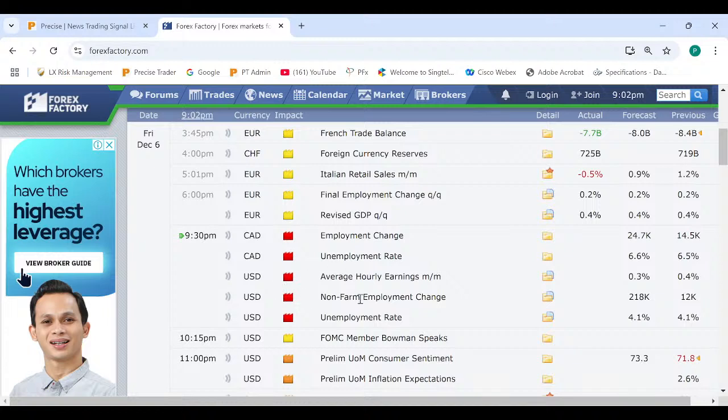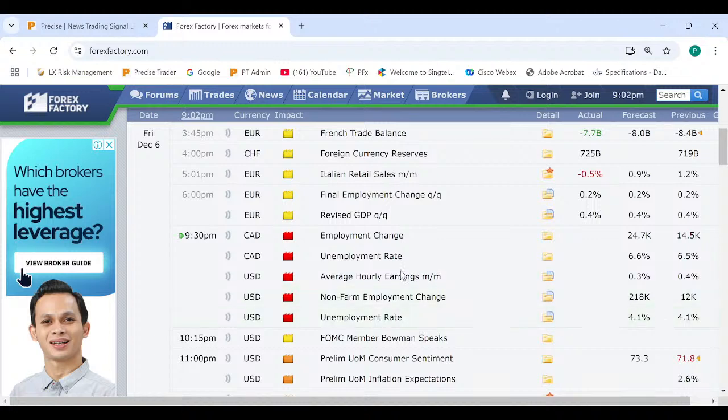Then we have US average hourly earnings, forecast at 0.3. The previous was 0.4, so the market is expecting slightly lower than the previous. For non-farm employment change, the previous was 12K, which was very unexpected and came out very bad. Today the forecast is 218K, and if the data is lower, we may see dollar weakness, and the euro and the pound strengthening against the dollar. Unemployment rate is forecast at 4.1, and the prior was also 4.1, so anything better than that might mean dollar strength.